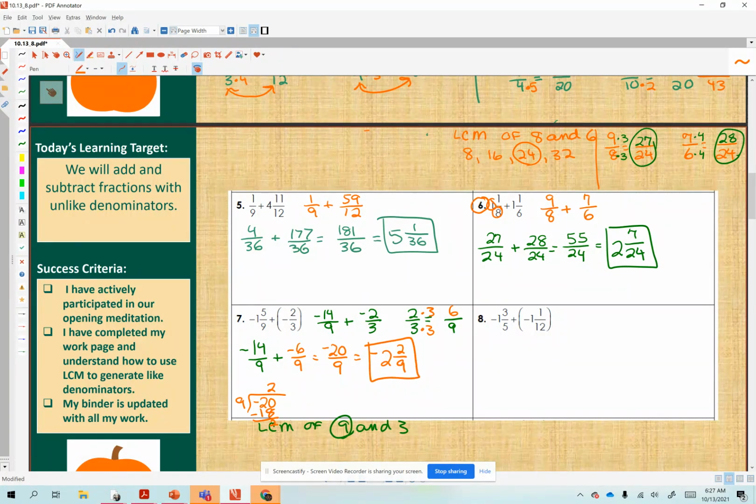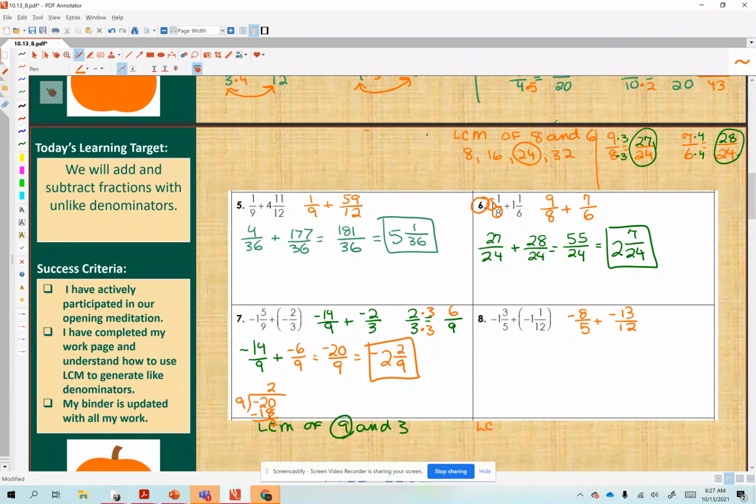Okay, number 8. We have negative 1 3/5 plus a negative 1 1/12. So first we will convert them to improper fractions. 5 times 1 is 5, plus 3 more is 8, so that would be negative 8/5 plus a negative 12 times 1 is 12, plus 1 more is 13/12.